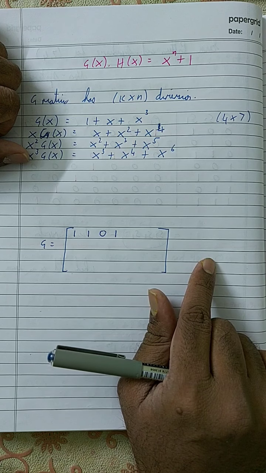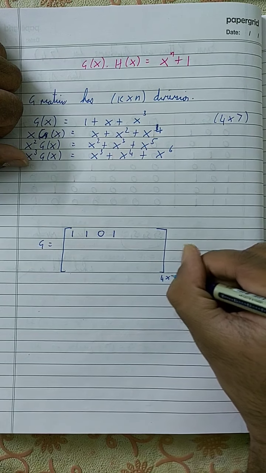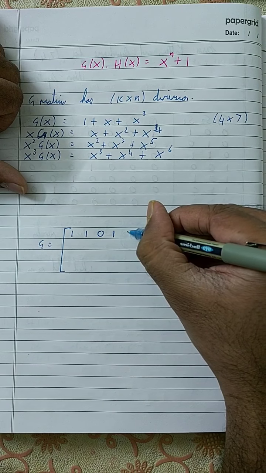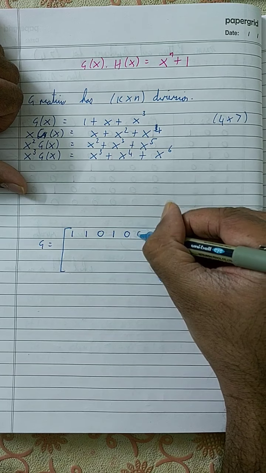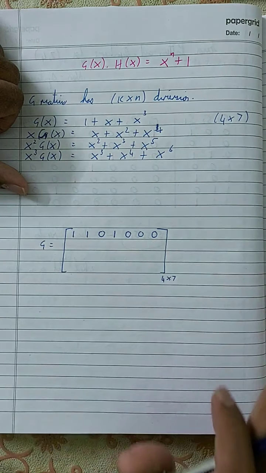There, how many columns should there be? There should be 7 columns, right? This is 4 by 7, so there should be 7 columns. So 7 columns means 4 elements you have already written. So now put the remaining with zeros. This is your first row.